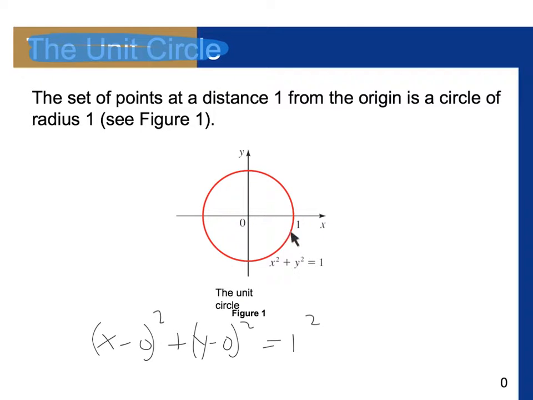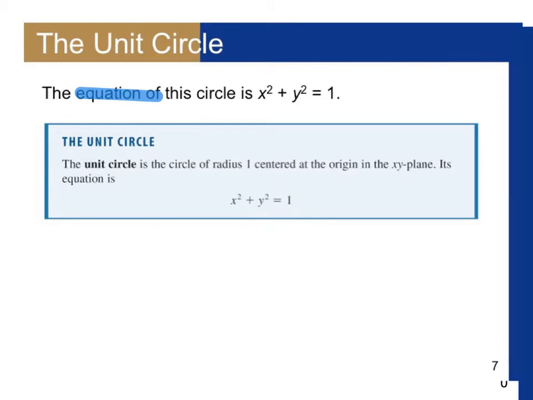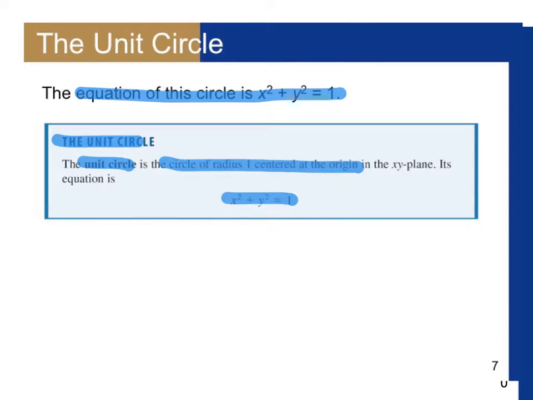Okay, and when we talk about trig functions, they're all based around points on this unit circle. So the equation of the unit circle is x squared plus y squared equals 1. Just defining it: unit circle, circle of radius 1 centered at the origin, which has the equation x squared plus y squared equals 1.